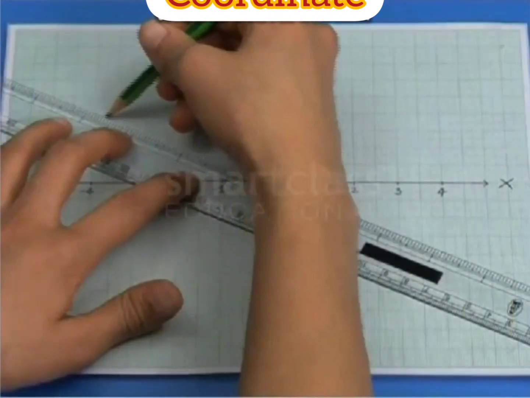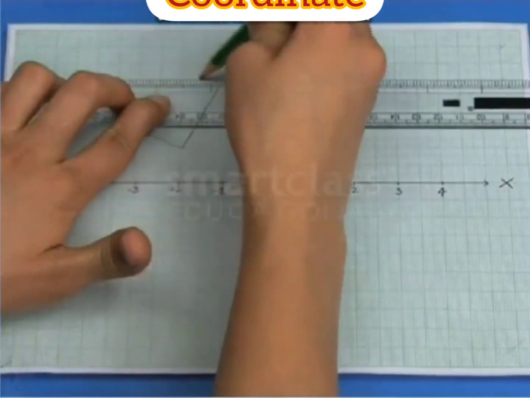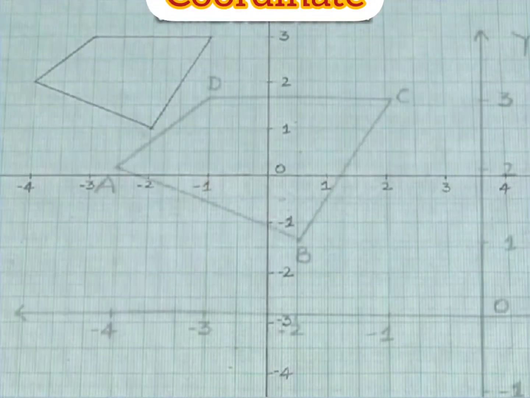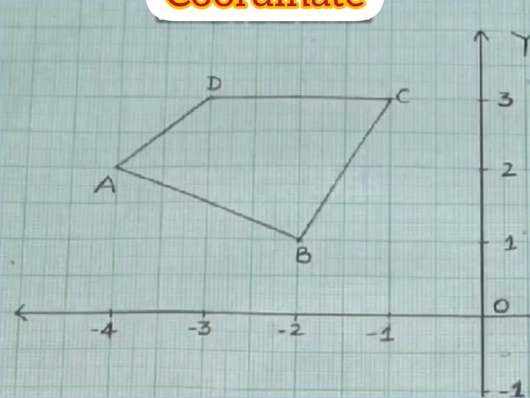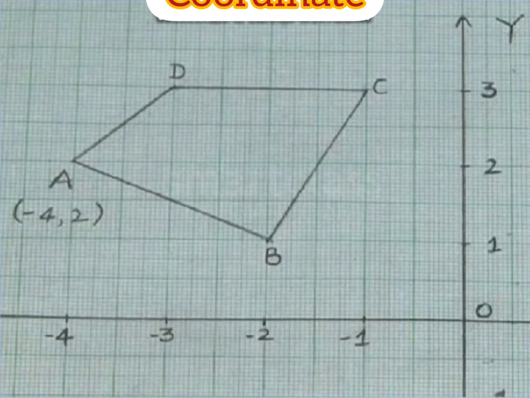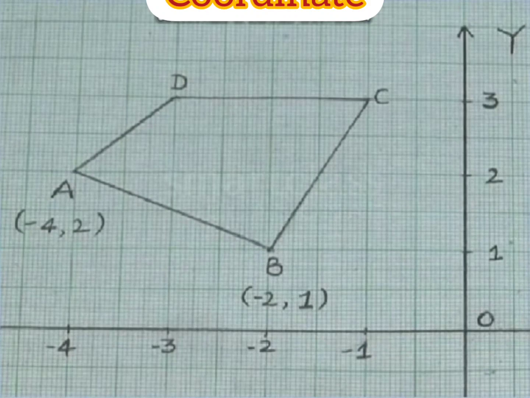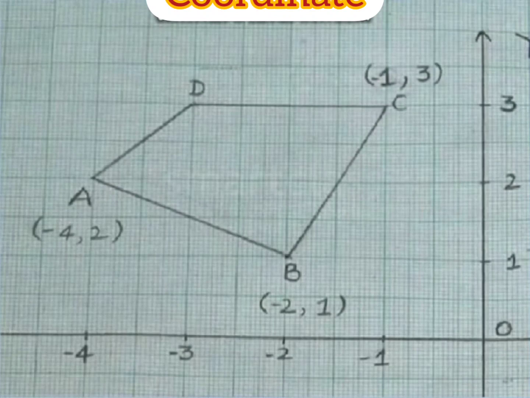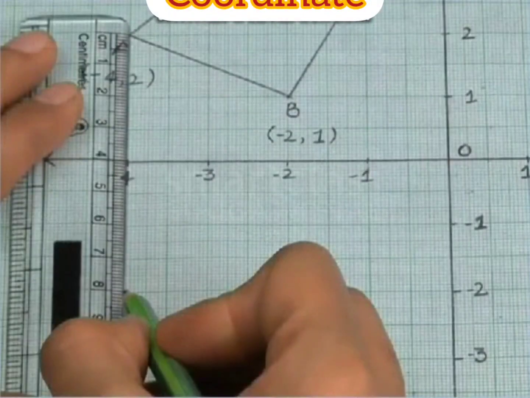Now, draw any figure, say a quadrilateral, on the graph paper. Name it A, B, C, D. Now write the coordinates of vertex A. It is (-4, 2). Now write the coordinates of vertex B. It is (-2, 1). Write the coordinates of vertex C. It is (-1, 3). Now write the coordinates of vertex D. It is (-3, 3).